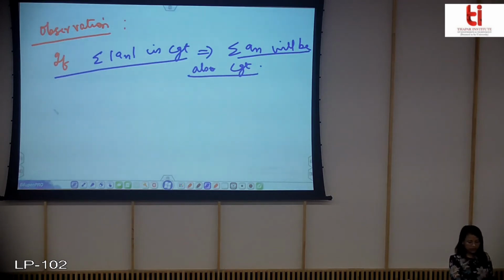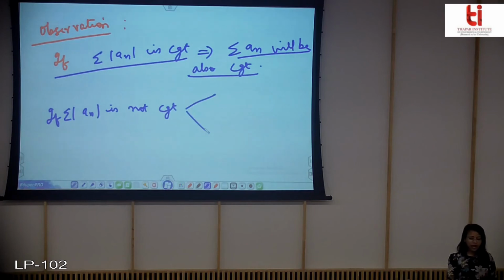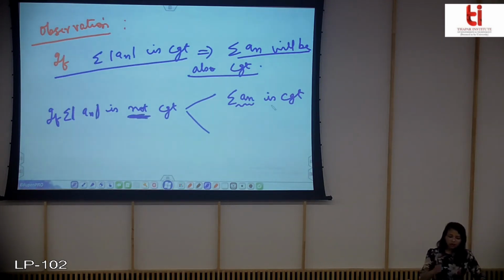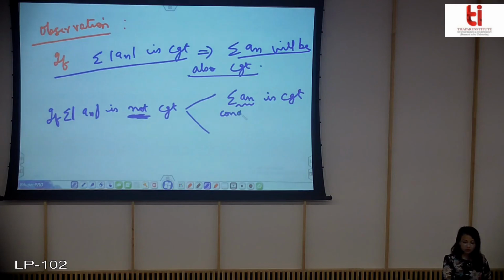The second thing is that if the sum of mod of an is not convergent, then we can have two cases. First, the summation of an is convergent. Summation of an means the alternating series. If the mod series is not convergent, then it is possible that the alternating series is convergent, and therefore we will say this is conditionally convergent.